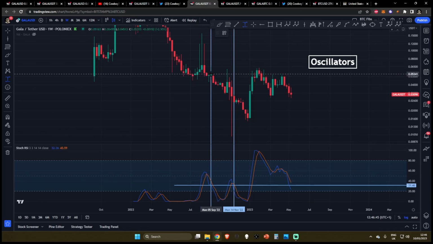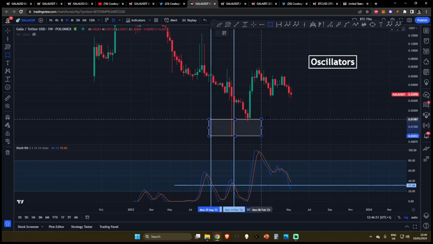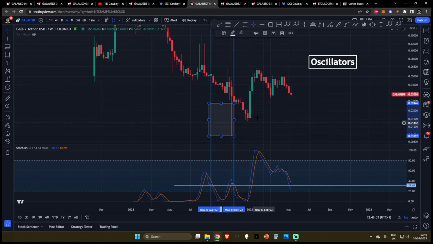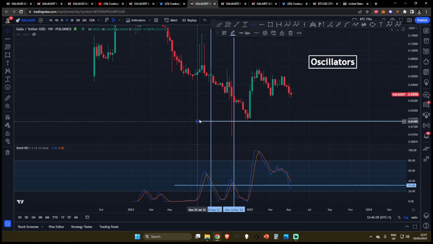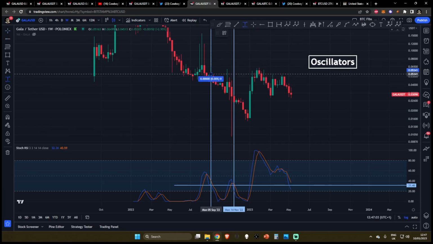If we look at how much we moved down from all of these data points, bearing in mind that on Poloniex we had a massive liquidity grab on this wick, and this is not how it was on most exchanges. On most exchanges, the low is actually right here at 1.5 cents. So do take that into consideration.